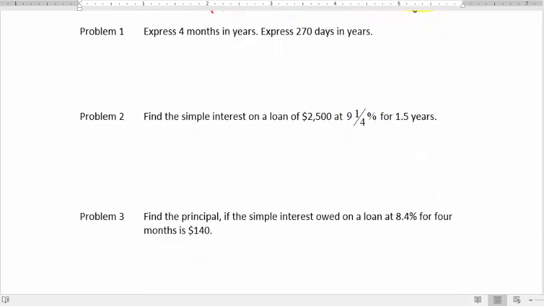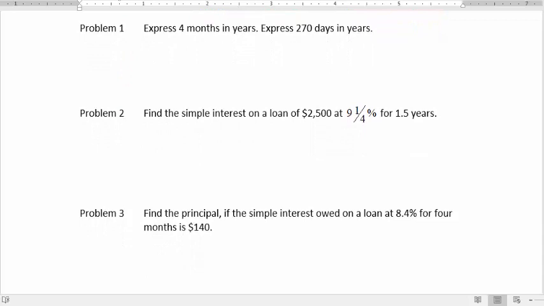So then just some random problems after that, converting time into years, and we'll have whole sections on this later in the semester. To convert months into years, you're just going to divide by 12. So you would do 4 divided by 12. So 4 months is actually 1/3 years.